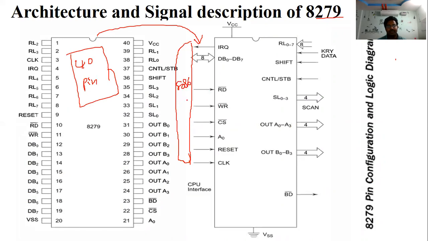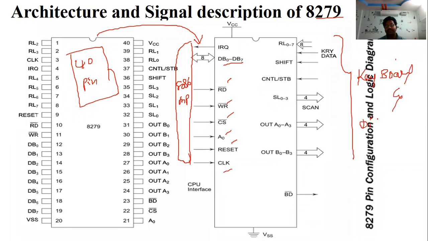On the 8086 microprocessor side, what lines are we providing? Some data bus lines and read and write control logic: the read signal, write signal, CS bar (chip selection signal), then A0, then reset and clock. This is the microprocessor side. On this other side we are going to connect the keyboard and display. Both devices are connected at a time.